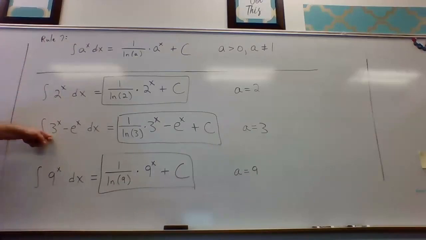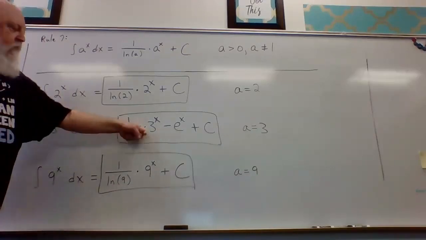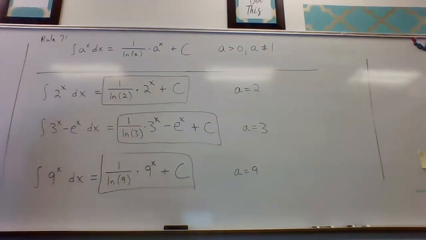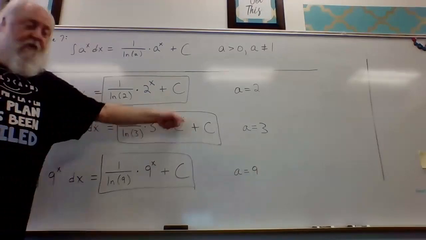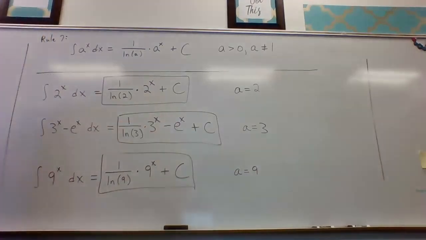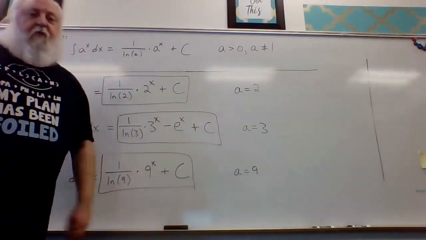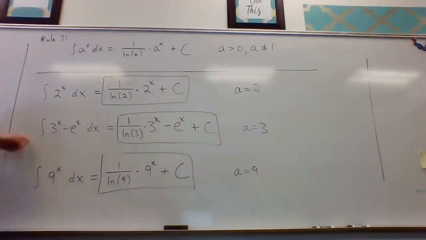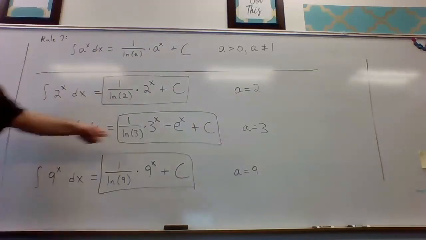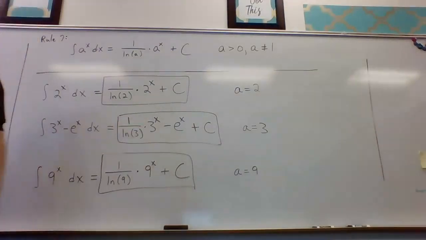And so from our formula up here, the antiderivative of 3 to the x is 1 over the natural log of 3 times 3 to the x. And then minus the antiderivative of e to the x, which is e to the x. And then when we're all done antidifferentiating, we add our arbitrary constant c. So the antiderivative of this function is equal to this in the rectangle.